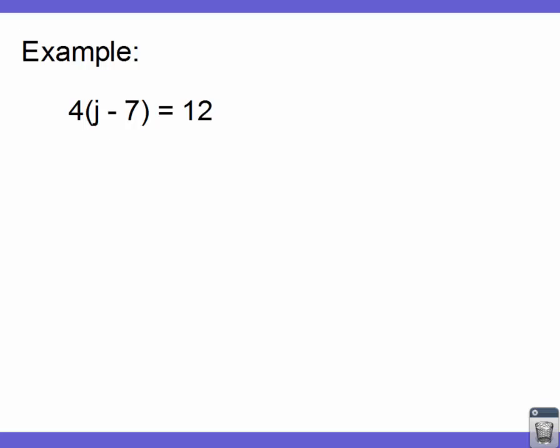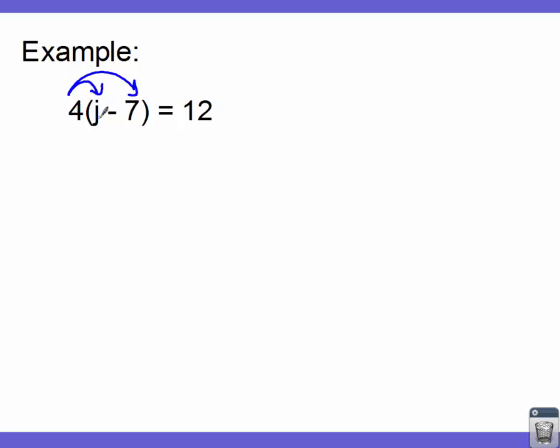Here's our first example. You'll notice it looks a little different than some of the ones that we've been solving over the last few weeks. This one has some parentheses involved. So that means we must use the distributive property before we can simplify this. I'm going to pass this 4 out to the J, and pass the 4 out to the 7. We pass them both out before we can get rid of those parentheses.